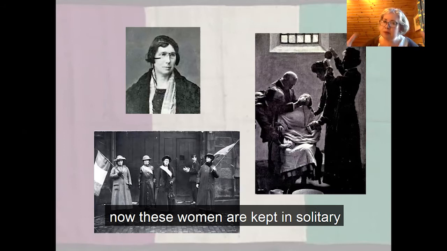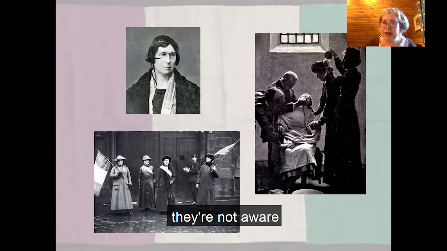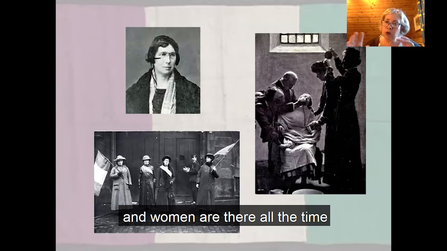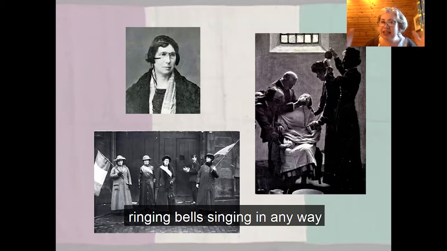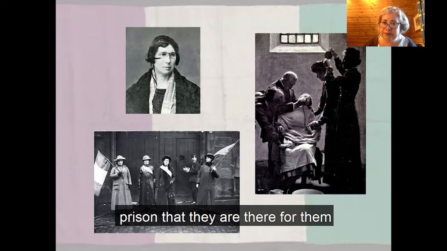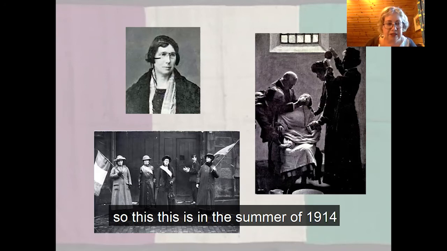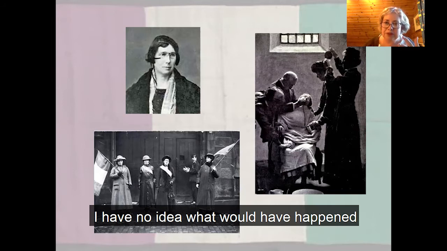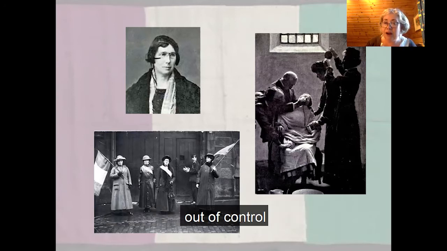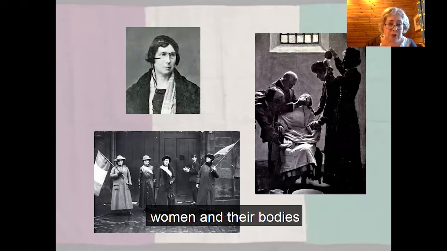Now, these women are kept in solitary confinement, but that doesn't mean that they're not aware of their sisters, their suffragettes, because what I can only describe as a proto-Greenham Common camp is set up outside Perth Prison, and women are there all the time, shouting, ringing bells, singing, and in any way trying to communicate with their sisters inside the prison that they are there for them. So this is in the summer of 1914, and I have no idea what would have happened if the situation had gone on. We have militant violence now getting out of control, arson happening across the country, and we have this awful violence being done to women and their bodies in prison.